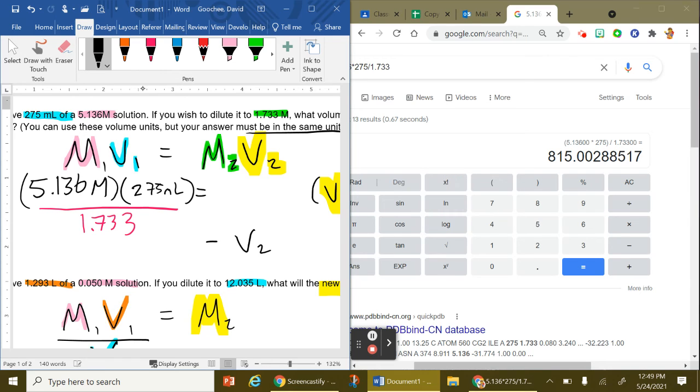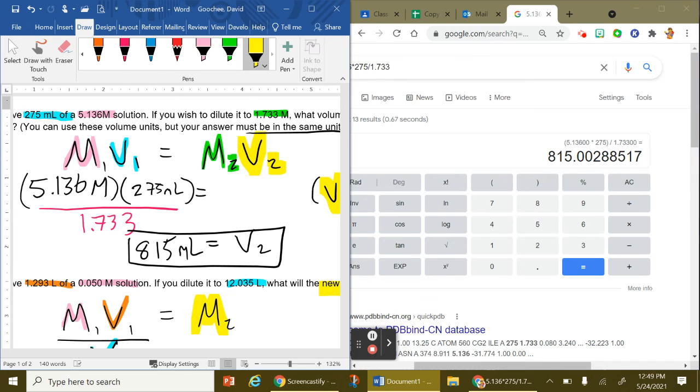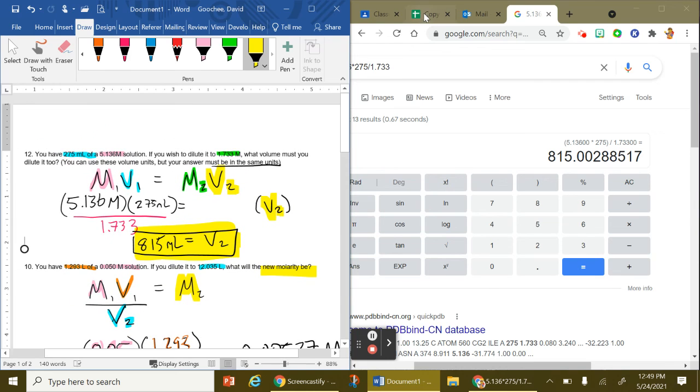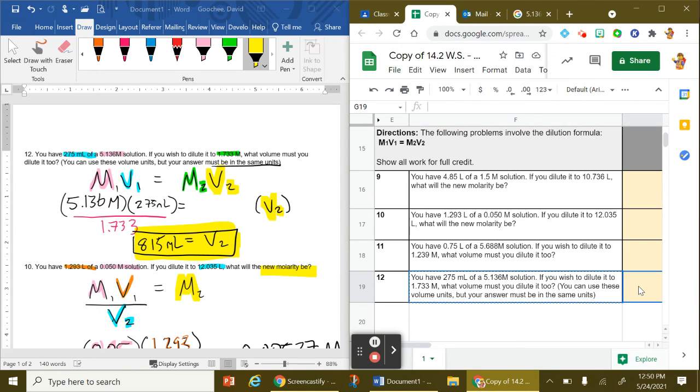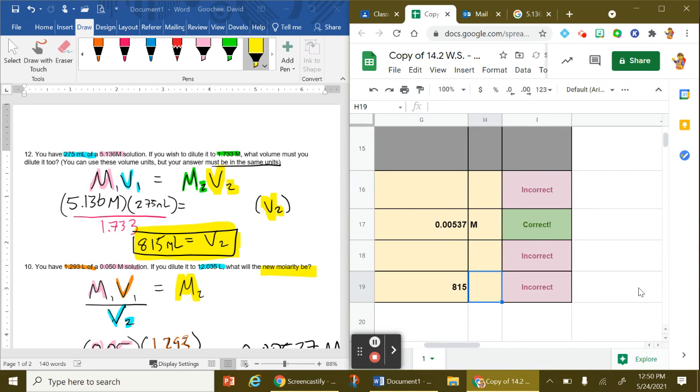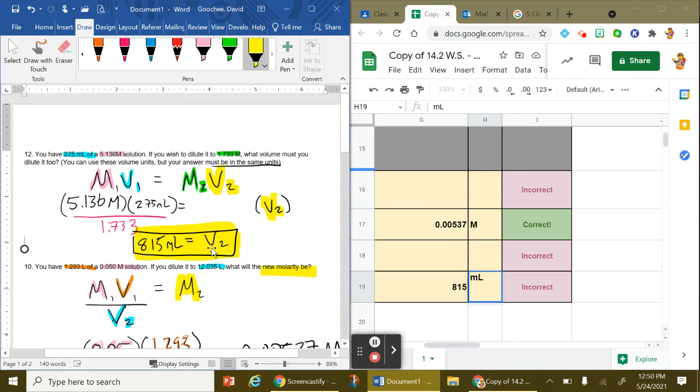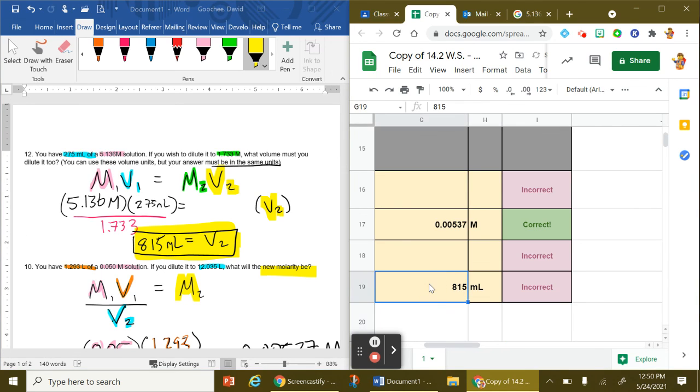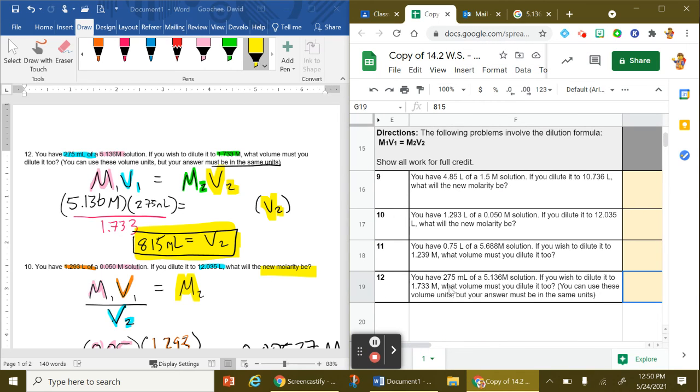The answer is volume 2 equals 815 milliliters. We started with milliliter volume units at the start, so we get to end with milliliter volume units at the end. 815 milliliters. Let's see if I got this correct. Did I screw this up somehow? Let me double check my numbers here. 275. Let me double check this one second, pausing.